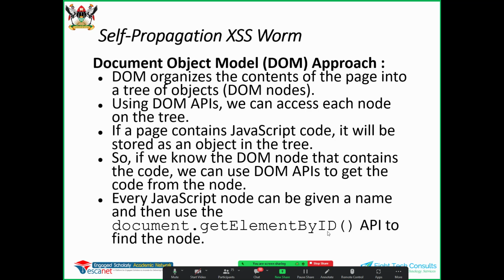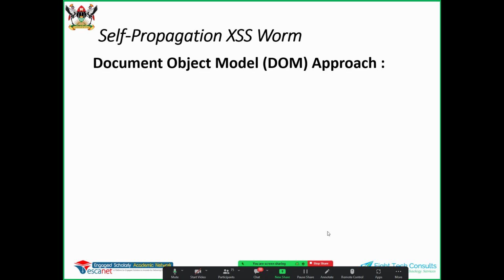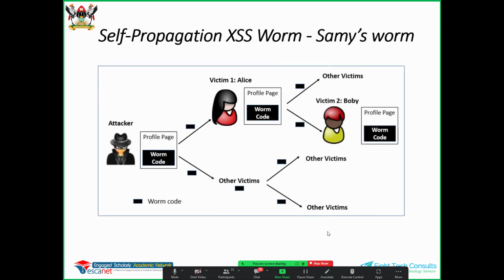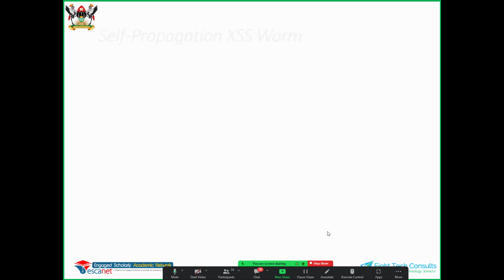So how can we prevent? So those are two ways we can use DOM to demonstrate Sammy's worm, or we can use the link or the URL to demonstrate Sammy's worm.